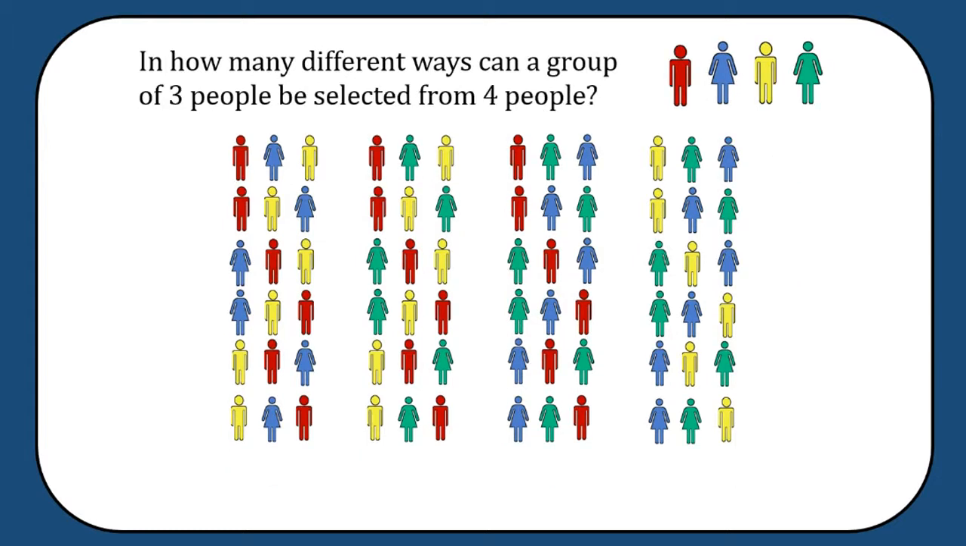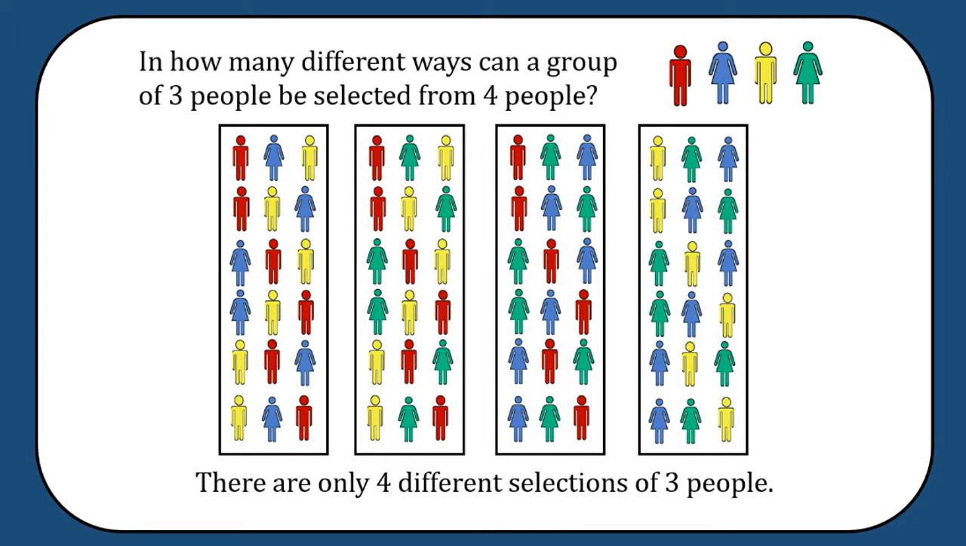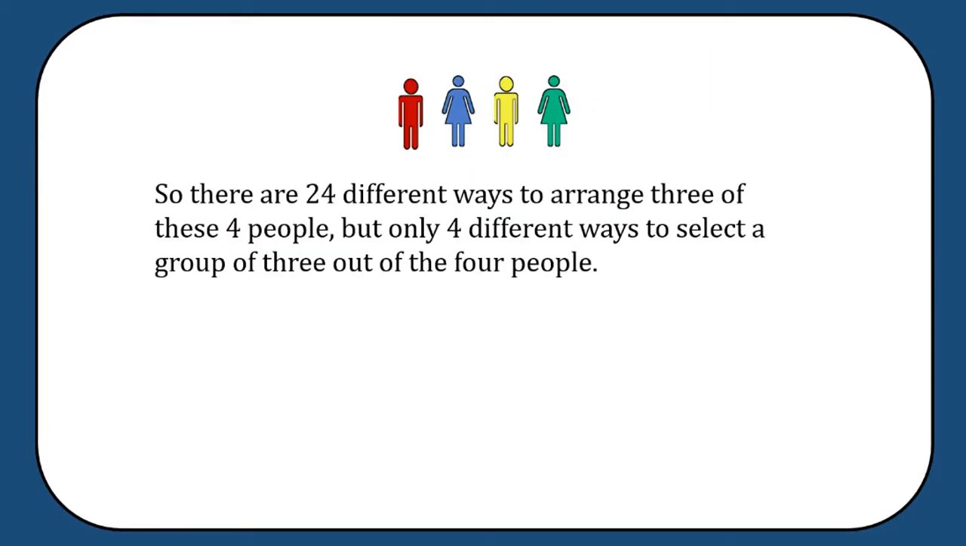Okay, so if instead the question isn't about the arrangements, it's just about how we can select 3 people from this group of 4. Here's all the possible arrangements that we had, but we can see that there is lots and lots of repetition if all we're actually interested in is selecting a group of people. Each of these 4 columns is the same group of people being selected, so there are actually only 4 different selections of 3 people. So there are 24 different ways to arrange 3 of these 4 people, but only 4 different ways to select a group of 3 out of the 4 people.